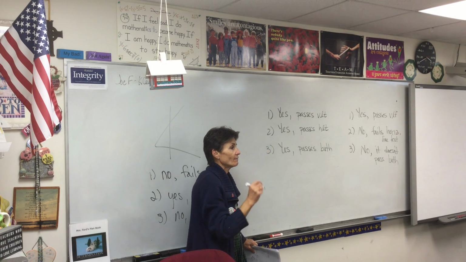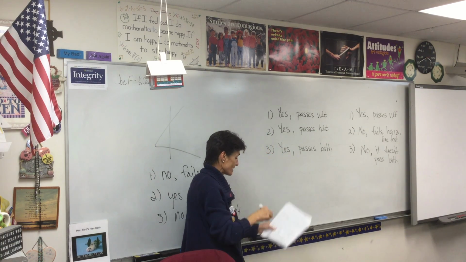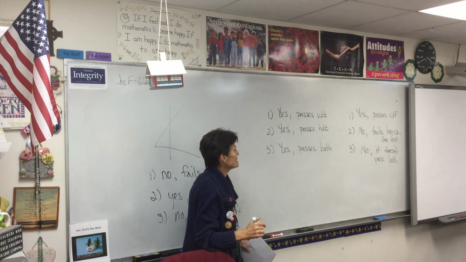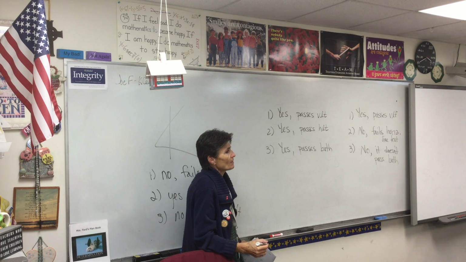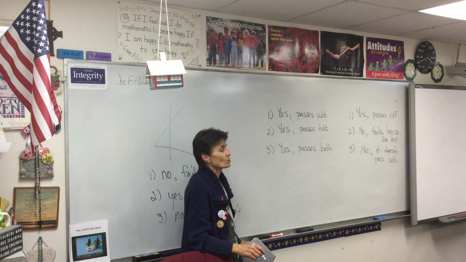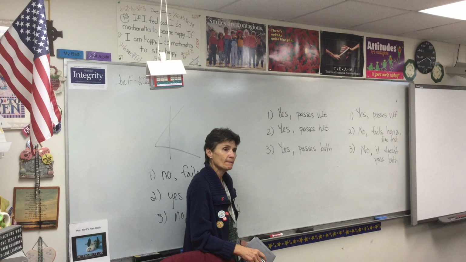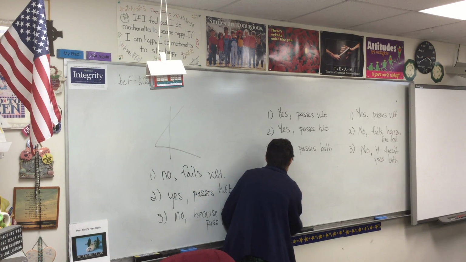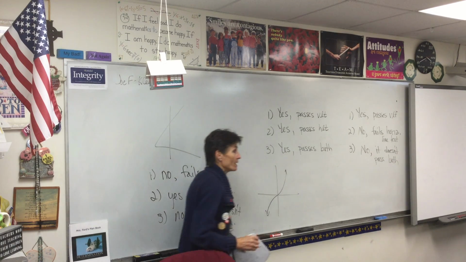Can you think of another BFF? This is like the identity. C is a version of the identity. Can you think of another BFF that passes both tests? So in other words, it would be 1-to-1. Audie? The cube. Cube, absolutely. Great choice. The cube is 1-to-1.